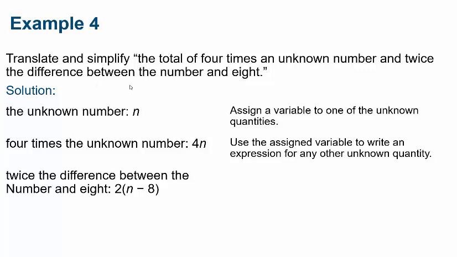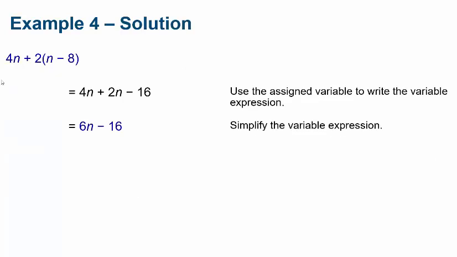The next thing it says here is, we'll get to combining this together, twice the difference between the number and 8. So twice the difference. So the difference of the number and 8 in parentheses, and then twice it. So that's telling me to multiply it. So going back, the total tells me to sum. So we're going to sum 4 times the number plus, because we're summing it, twice the difference of the number and 8. So this is what it's translated as.